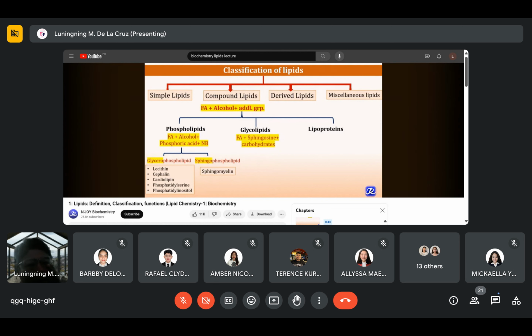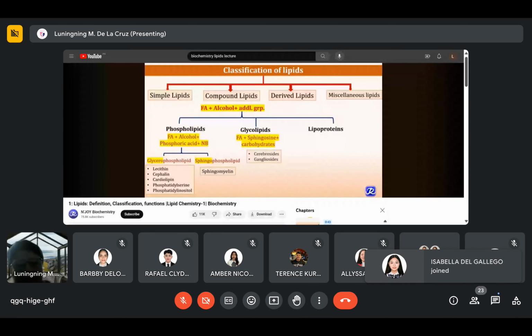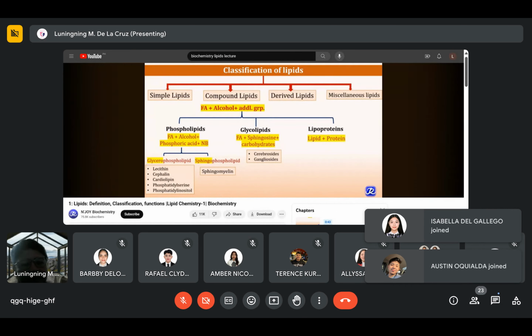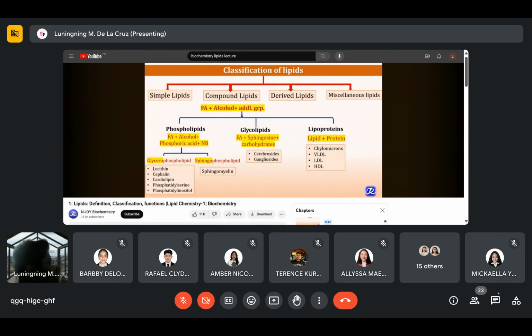Glycolipids consist of fatty acid plus alcohol. The alcohol is sphingosine here, and carbohydrates. That's why they are called as glycolipids. Carbohydrate plus lipids. The examples are cerebrosides and gangliosides. The third example is lipoproteins, which are complex molecules made up of lipid plus protein, and the examples are chylomicrons, very low density lipoprotein, that is VLDL, low density lipoprotein, that is LDL, and high density lipoprotein, that is HDL.